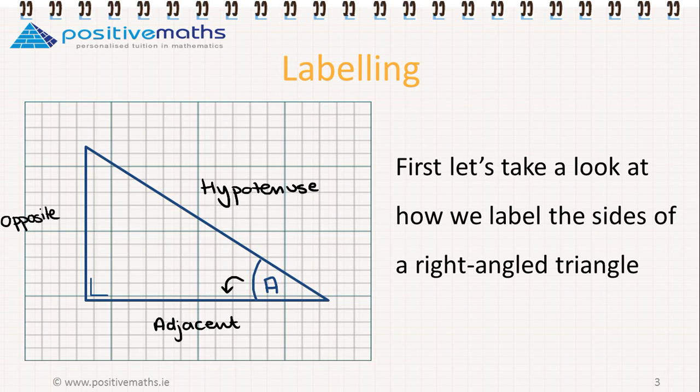So it's really important that we're able to label a right angle triangle based on the angle that we're given. As I said, the hypotenuse will always be the same. The opposite and the adjacent will depend on the angle. So for example, if I identify this angle up here, the angle B, well then this is going to become the opposite side. So that's opposite to B. And this is going to become the adjacent side. So it depends on the angle.